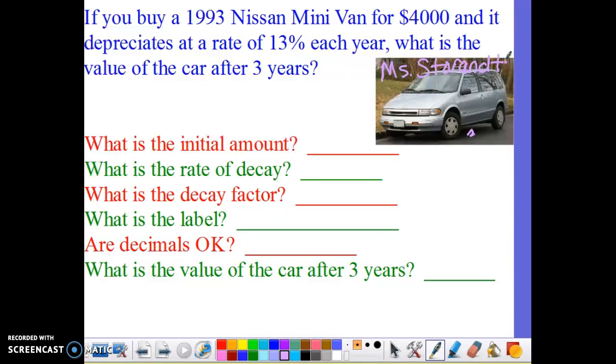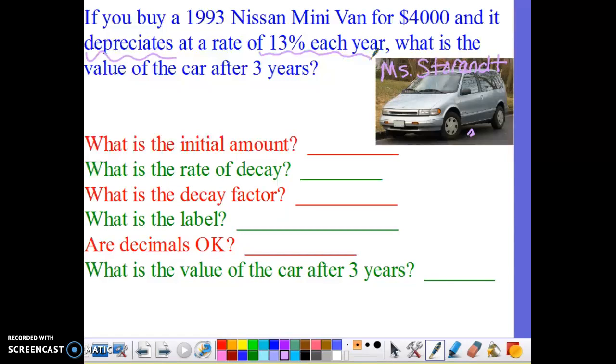But anyways, you buy this minivan for $4,000 and it depreciates. When you see the word depreciates, that should tell you that it's decay at a rate of 13% each year. What is the value of the car after 3 years? So again, we just answer all these little questions.